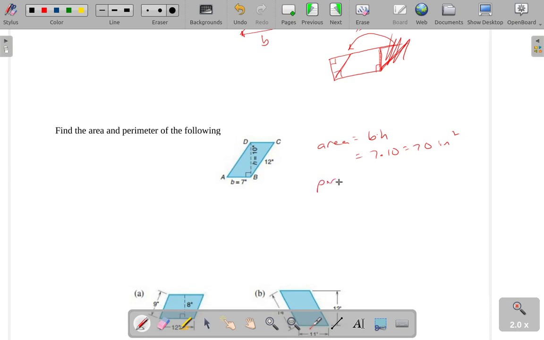The perimeter would be 7 plus 12 plus 7 plus 12, or 2 times 7 plus 2 times 12, 14 plus 24, which is 38 inches.